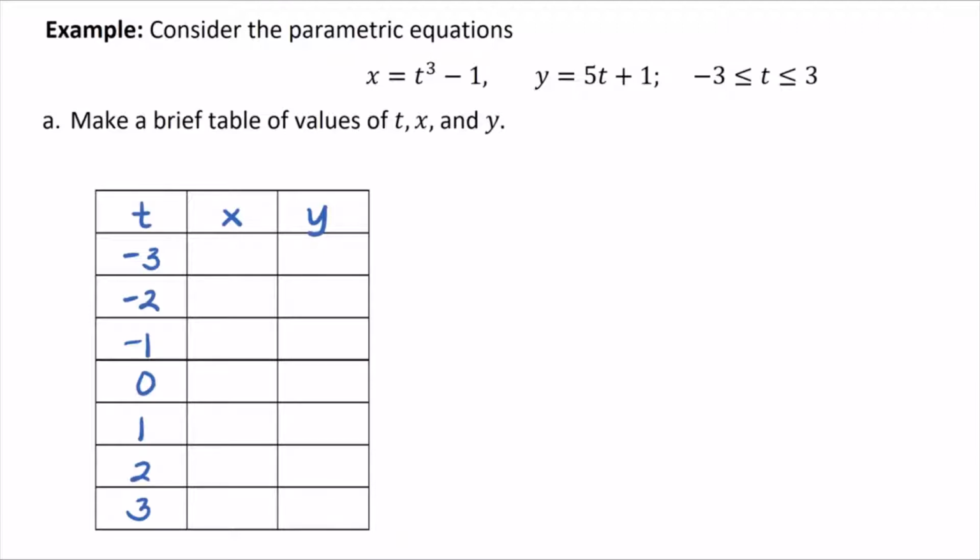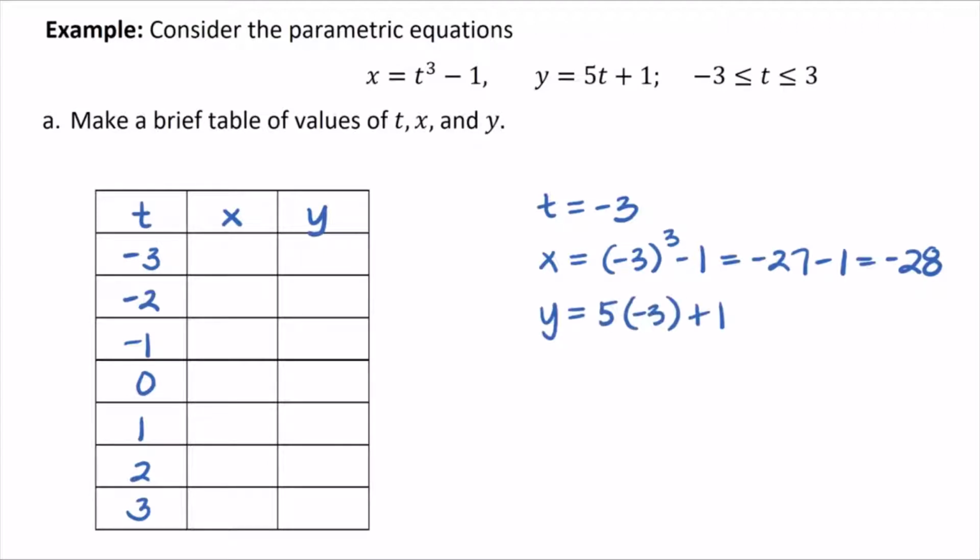For a given value of t, we can determine x and y by evaluating the parametric equations. For example, when t equals negative 3, x will be equal to negative 3 quantity cubed minus 1, which equals negative 27 minus 1, which equals negative 28. And y will be equal to 5 times negative 3 plus 1, which equals negative 15 plus 1, or negative 14. Now that we have x and y, we can enter those values into the first row of our table.